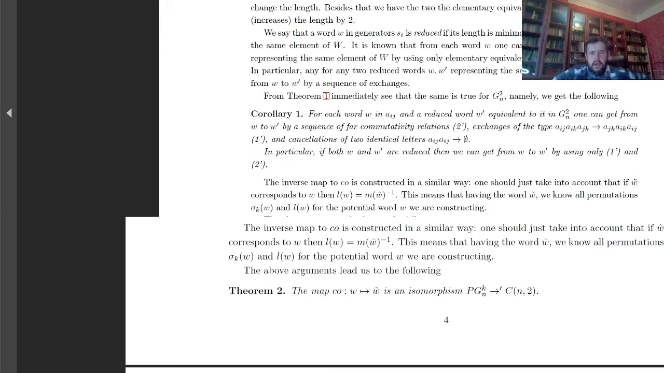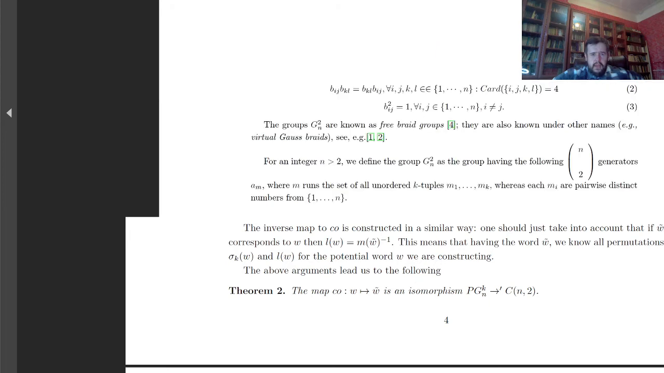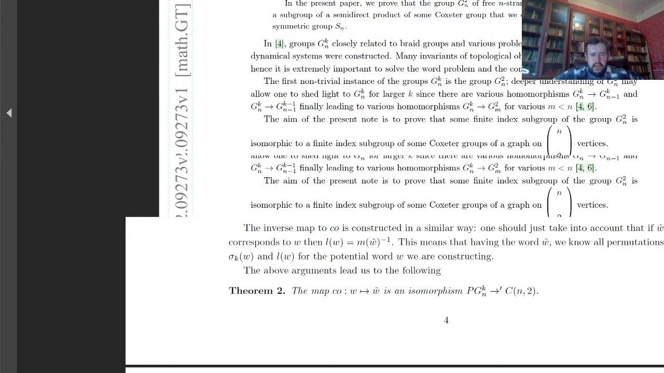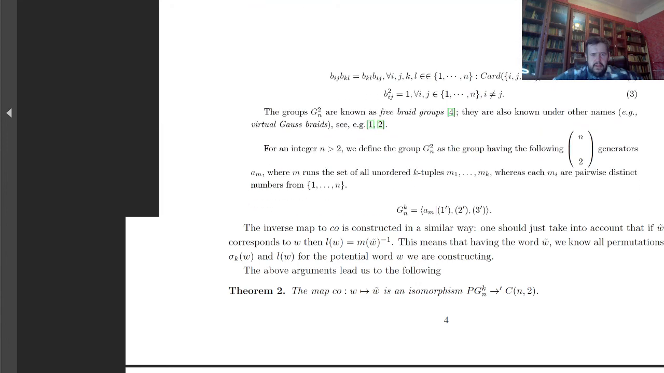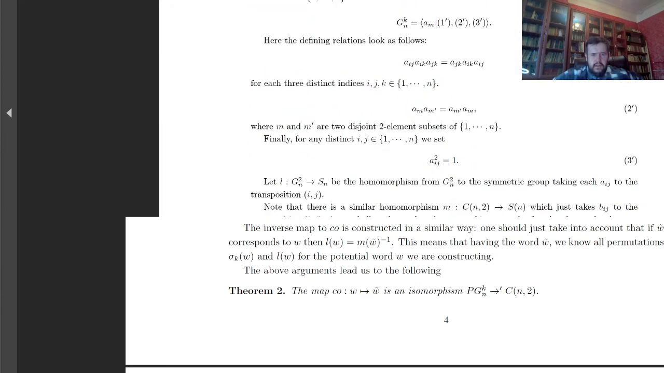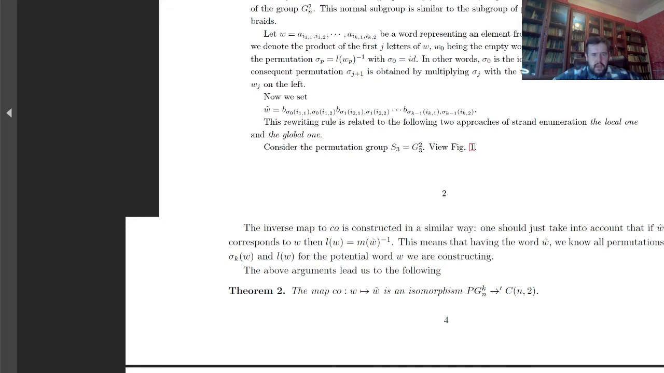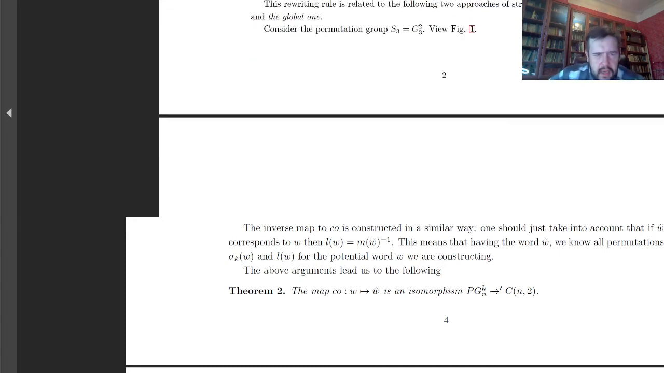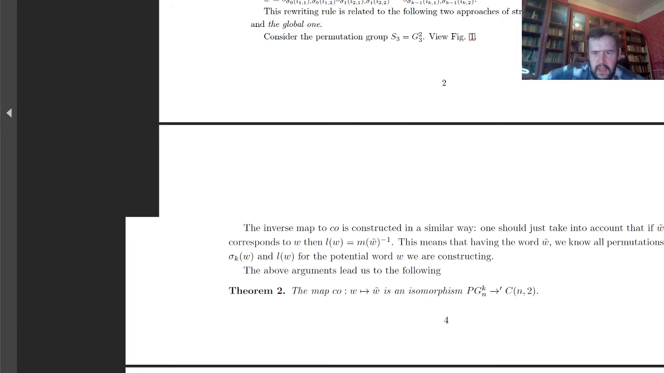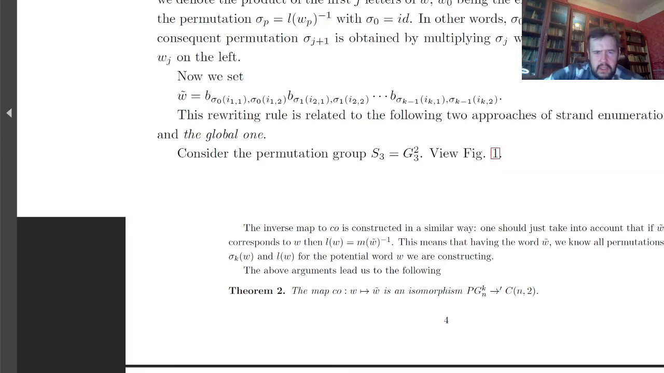So here is my arXiv paper. You can easily click on that and get the full version. And now I want to give you a rewriting algorithm: how to rewrite a word in A's into a word in B's and vice versa. So you see, I assume I have some word in A's, right? It can be a word representing something in G_n^2.